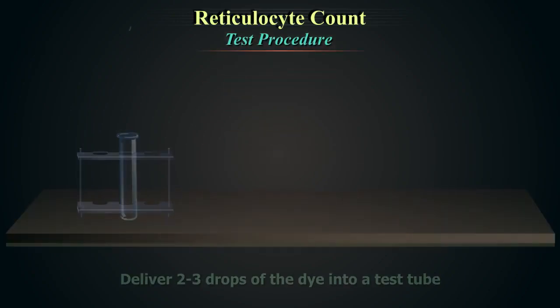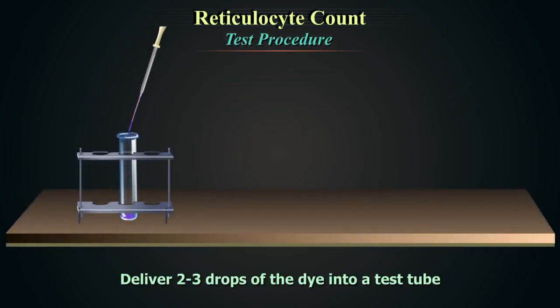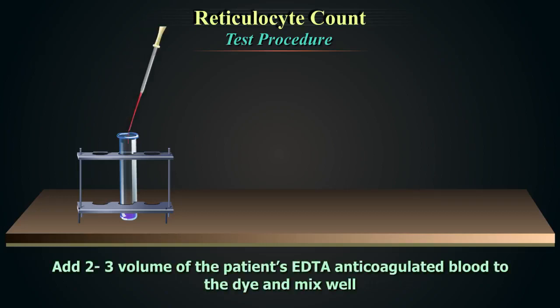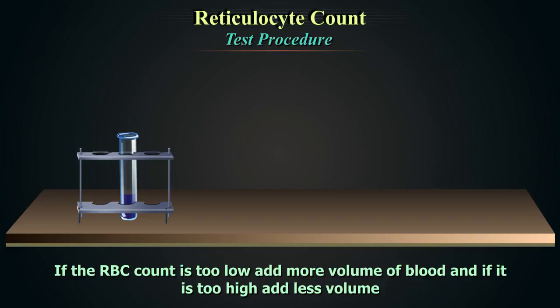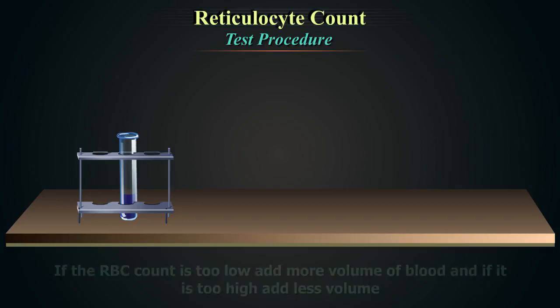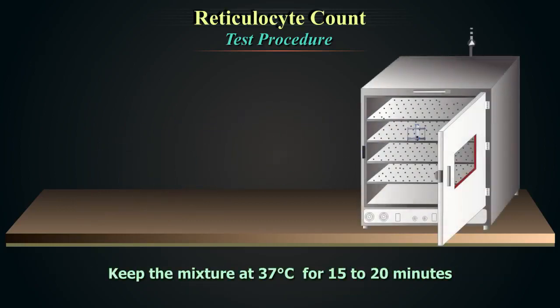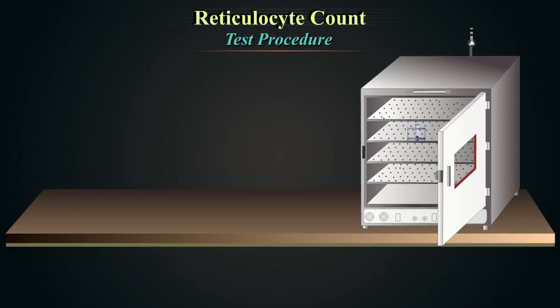Procedure: deliver 2 to 3 drops of the dye into a test tube. Add 2 to 3 volumes of the patient's EDTA anticoagulated blood to the dye and mix well. If the red blood cell count is too low, add more volume of blood, and if it is too high, add less volume. Keep the mixture at 37 degrees centigrade for 15 to 20 minutes.